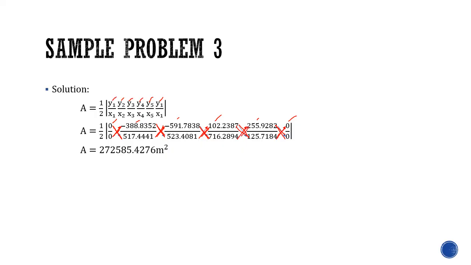Okay, try mo lagay sa calcu, tapos lalabas na sagot is 272,585.4276, no? So, ganun lang siyang kadali. Substitute mo lang, tapos sundan mo yung pattern, double check the entries, tapos final answer na. Okay, so this is the answer. The total area is 272,585.4276 square meters, no? So, ganun lang siyang kadali. Okay, so pattern lang, madali lang yung coordinate method.